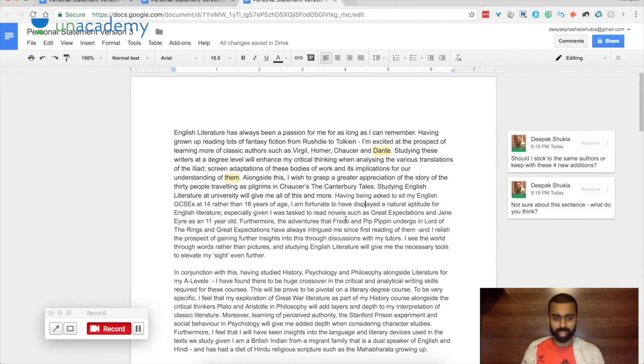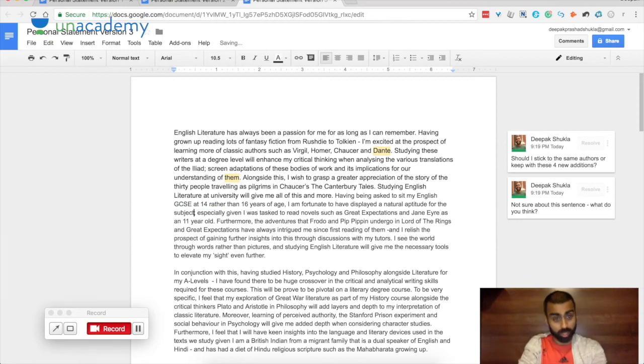Having been asked to sit my English GCSEs at 14 rather than my English GCSE, no, there's 2 of them, language and literature. Having been asked to sit my, what am I saying? There's 1. Having been asked to sit my English GCSE at 14 rather than 16 years of age, I am fortunate to have displayed a natural aptitude for the subject. So we're still making changes, as you can see, especially given I was tasked to read novels such as Great Expectations and Jane Eyre as an 11-year-old. Furthermore, the adventures of Frodo and Pippin undergoing Lord of the Rings and Great Expectations have always intrigued me since first reading them, and I relish the prospect of gaining further insights into this through discussions with my tutors.